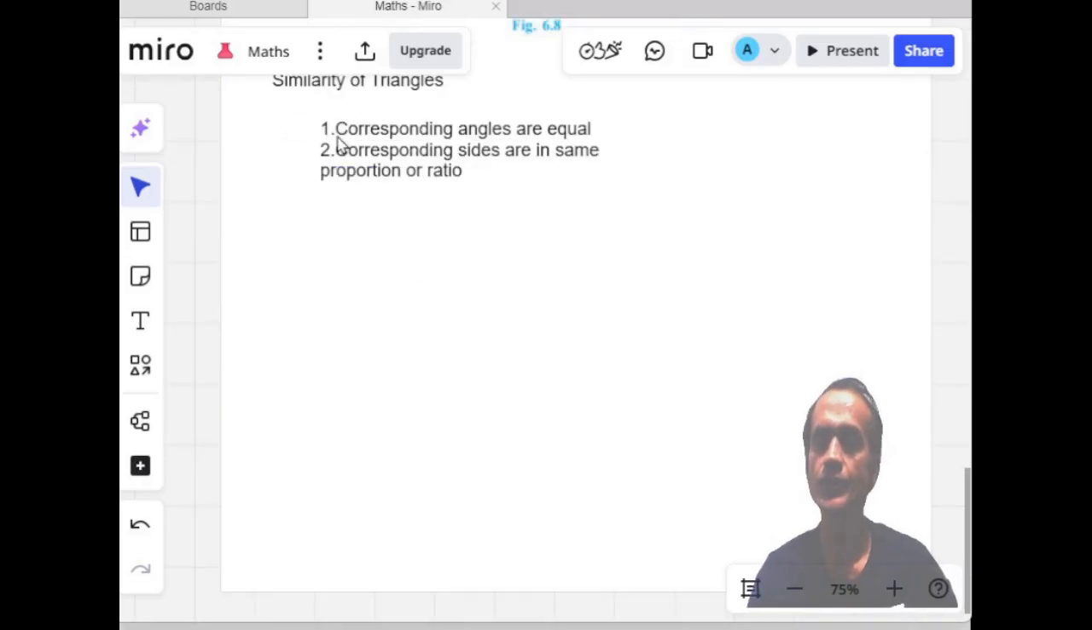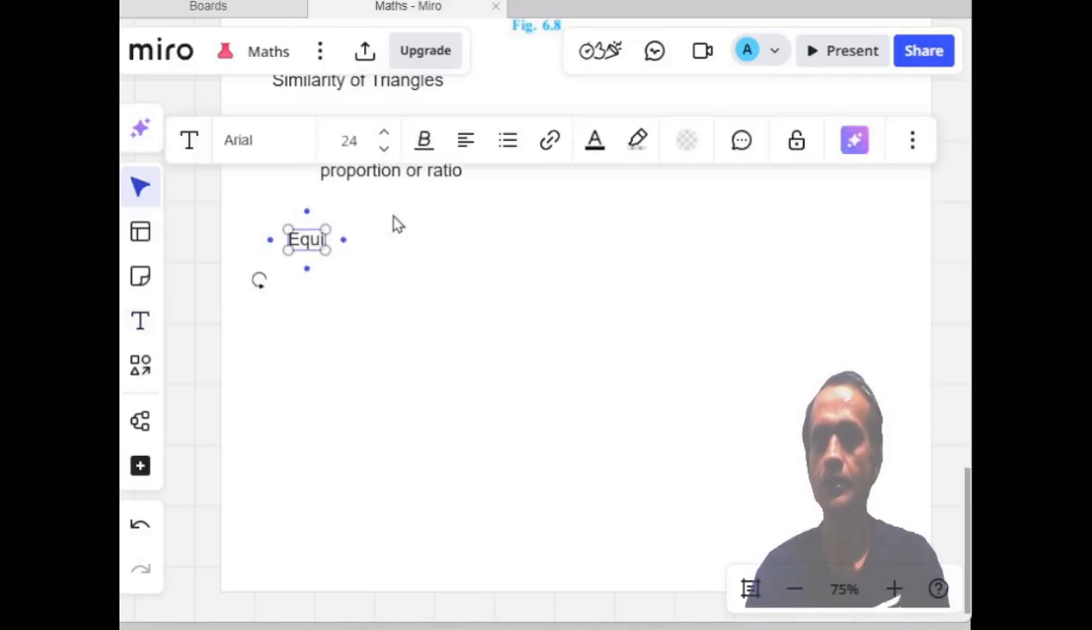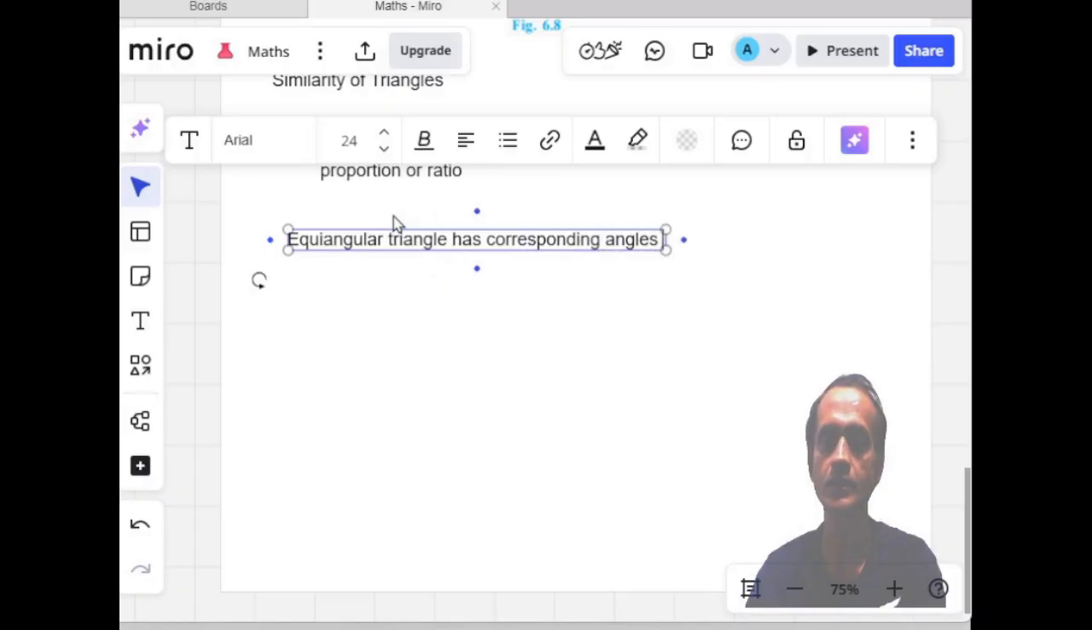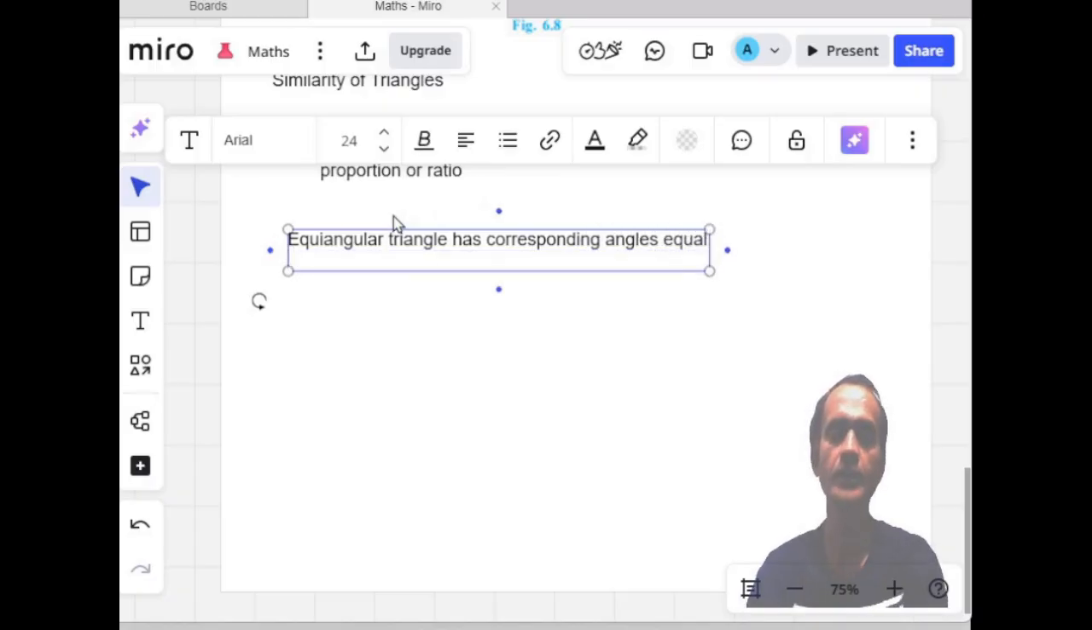So if corresponding angles of two triangles are equal, then these two triangles are known as equiangular triangles. So in equiangular triangles, the corresponding angles are equal. And there was a famous Greek mathematician, Thales.